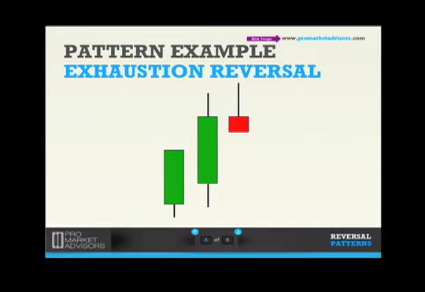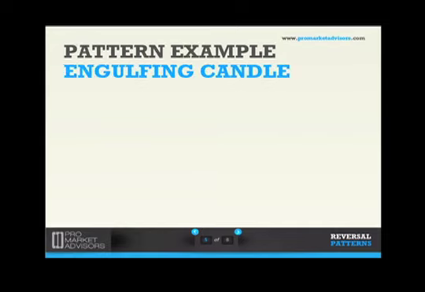That's exhaustion reversal. Next one that we want to take a look at is an engulfing candle. Now, 2 of the 5 patterns are candlestick patterns. So don't think that we're going to be doing 5 different candlestick patterns. The first one that we just did was a candlestick pattern. This one is also a candlestick pattern. All right, this is called an engulfing candle. This is a very powerful one, by the way, because this actually has its own confirmation.